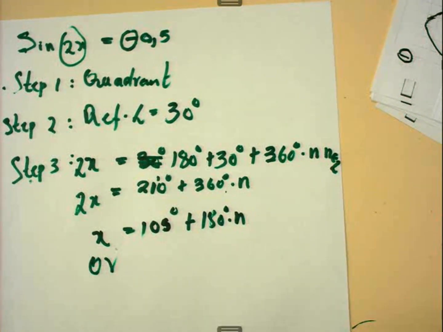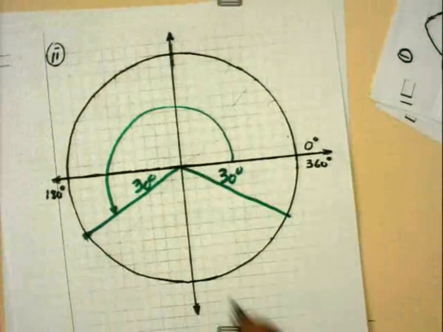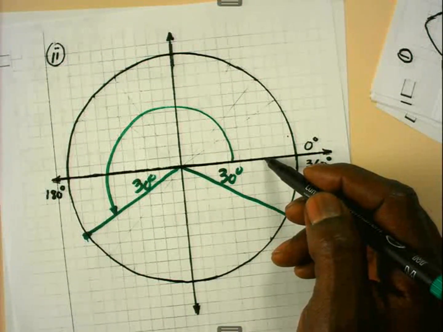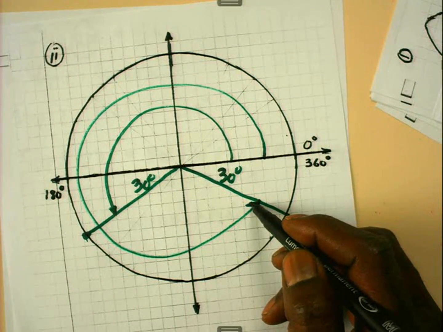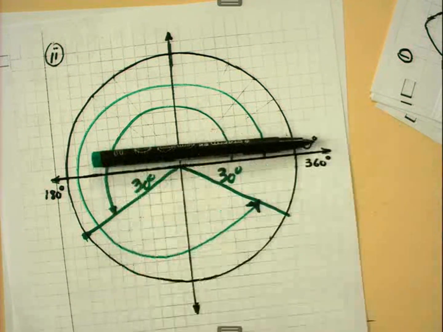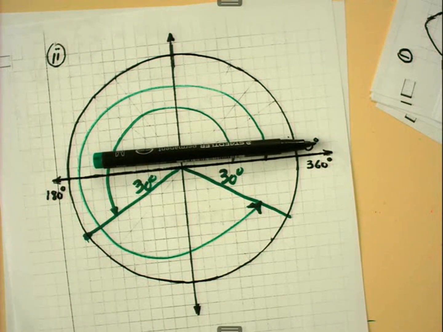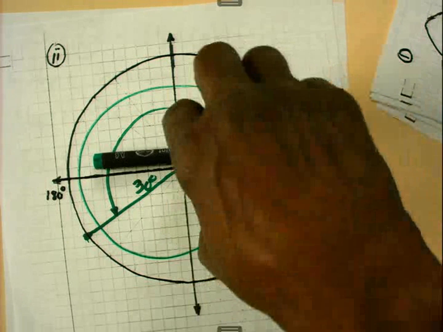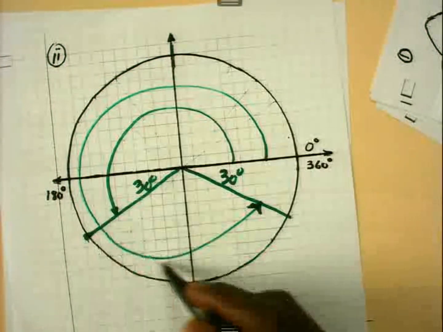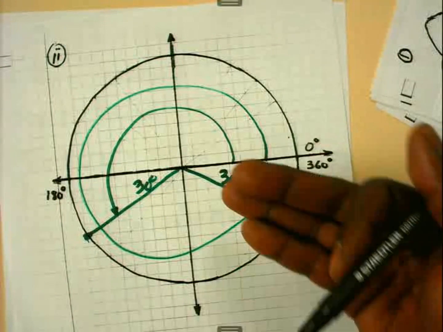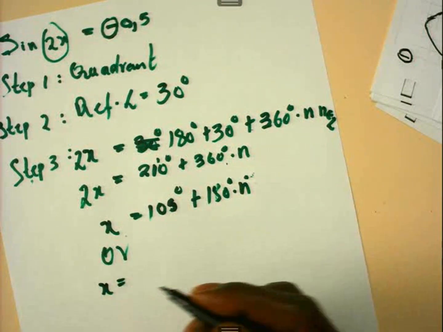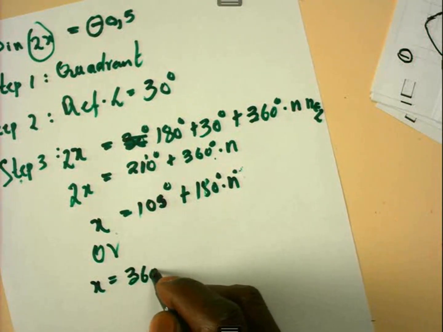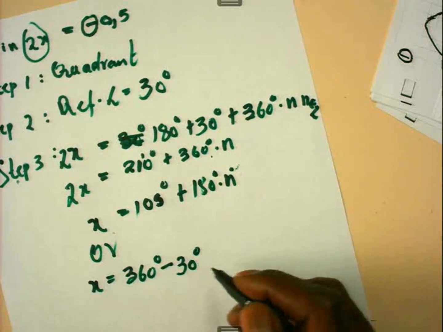Or the second solution will be, we count from here up until we get to that terminal ray. Now, what is that angle? I'm deliberately going to drop that marker there so that you should not forget. This angle here that we have counted is 360 degrees minus that angle. And our x will be 360 degrees minus our reference angle, which is 30 degrees.